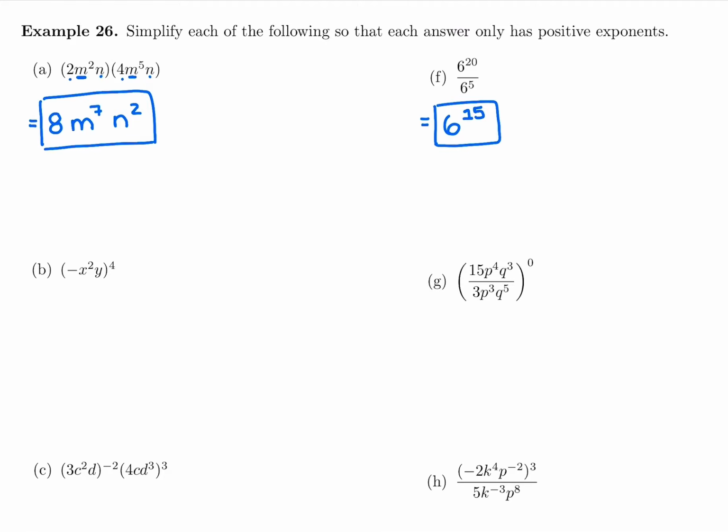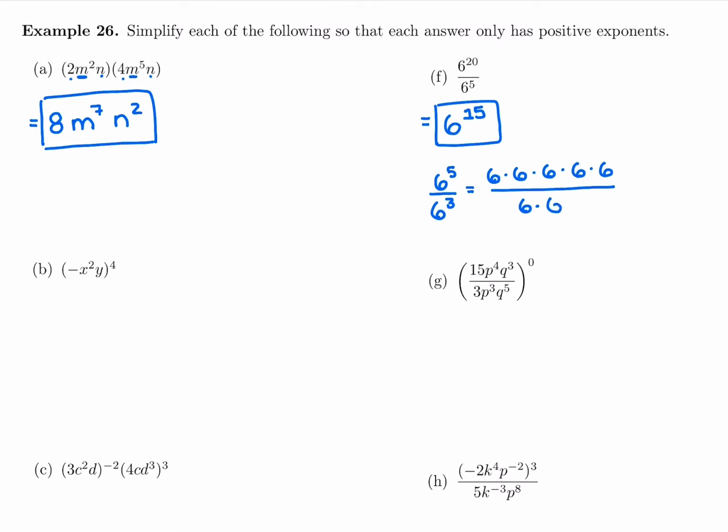Now, a common question is, why don't those 6's just cancel so that the answer is 1? I might not write out 6 to the 20th, but if I show you maybe 6 to the 5th divided by 6 to the 3rd, why this doesn't just cancel to be 1. 6 to the 5th really means multiplying 6 by itself 5 times. So if we write that out, 6 times 6 times 6 times 6 times 6, we have 5 6's, and then 6 to the 3rd is multiplying by itself 3 times. And so it doesn't cancel out to be 1.